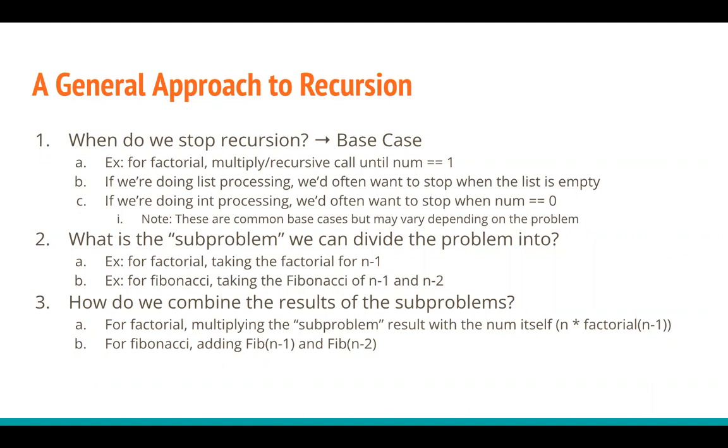And finally, once you have your subproblems, you need to combine the results of these subproblems. So for factorial, you'd be multiplying n times the factorial of the previous number, or one less than that number. And for the Fibonacci sequence, you'd be adding these two numbers, because every term in the Fibonacci sequence is the sum of the previous two terms. So you'd be adding the term at n-1 and n-2.